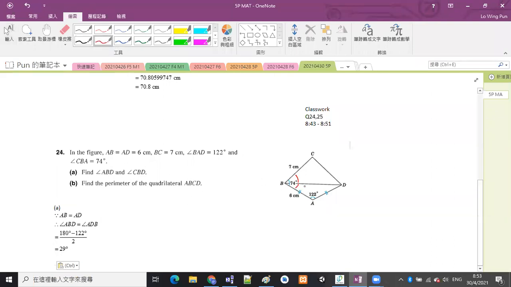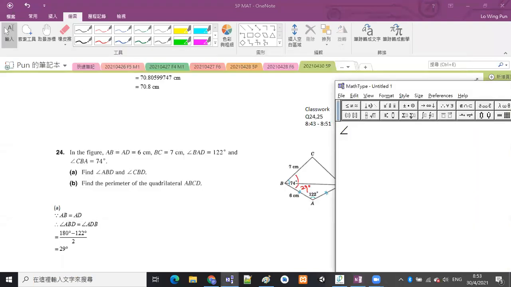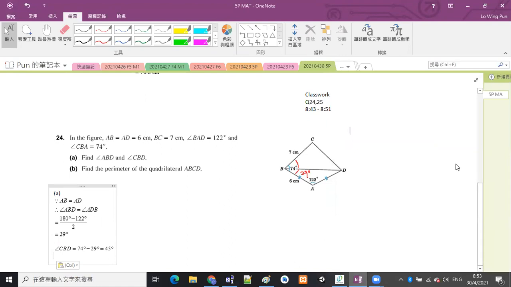So if this little angle is 29 degrees, and this angle ABC, the whole angle, is 74 degrees, and then this part is 29 degrees, so we can find the other part very easily. Angle CBD will be just equal to 74 degrees minus 29 degrees. That should be equal to 45 degrees. Okay, so that is the answer of part A.